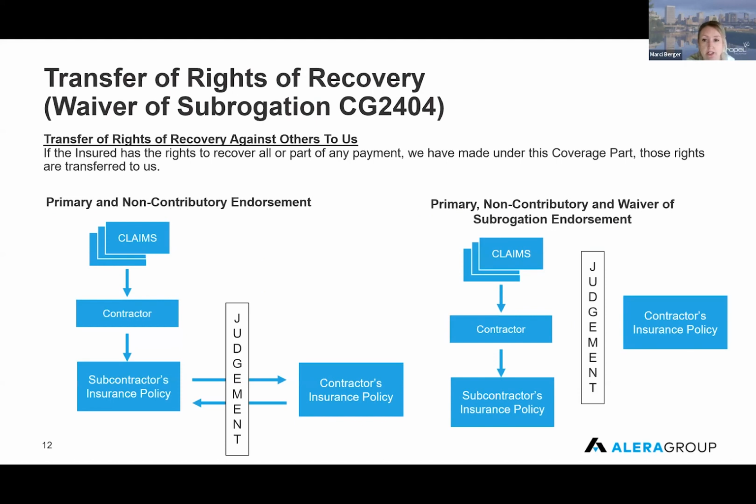Transfer of rights of recovery. This is very commonly referred to as waiver of subrogation. And this is ISO form number CG 2404, very common requirement. This endorsement means that the insurance company forfeits their right to sue another insurance company for full or partial payment made on a claim that involves multiple parties.